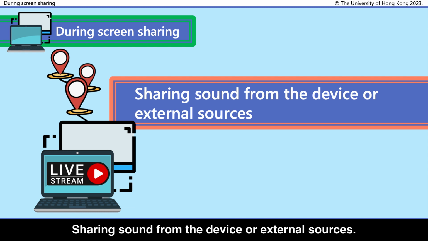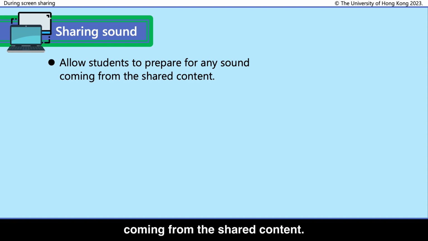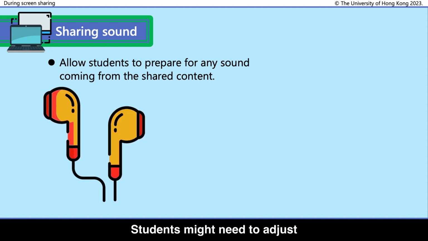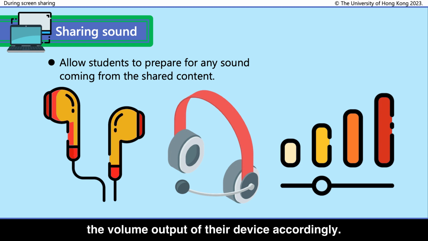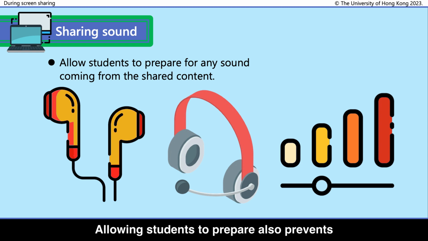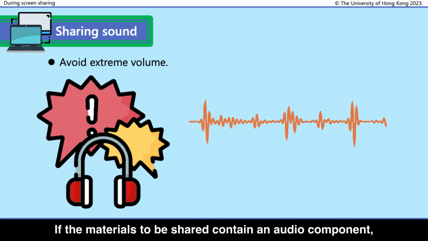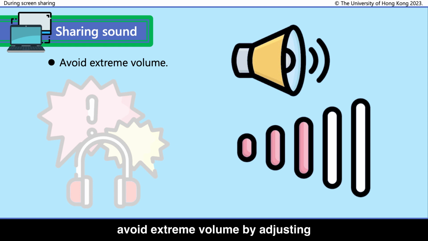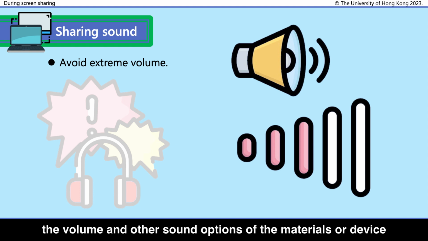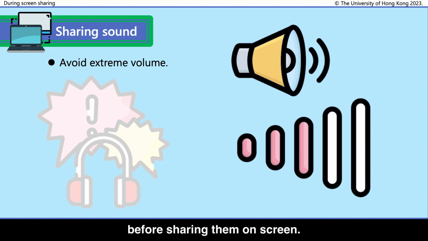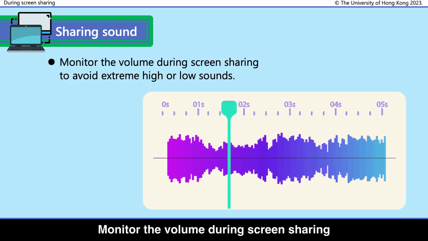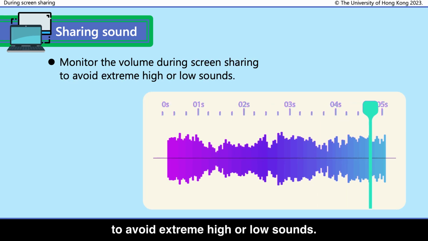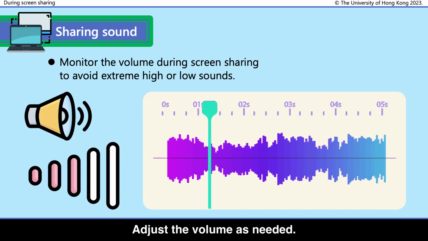Sharing sound from the device or external sources. Allow students to prepare for any sound coming from the shared content. Students might need to adjust the volume output of their device accordingly. Allowing students to prepare also prevents shocking them and minimizes discomfort. If the materials to be shared contain an audio component, avoid extreme volume by adjusting the volume and other sound options of the materials or device before sharing them on screen. Monitor the volume during screen sharing to avoid extreme high or low sounds. Adjust the volume as needed.